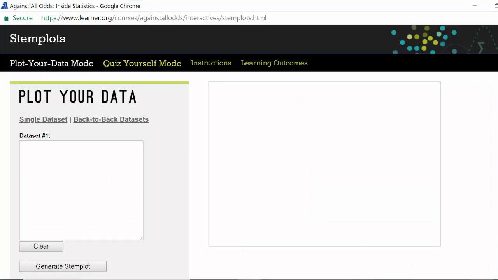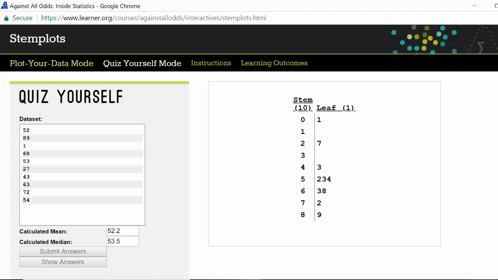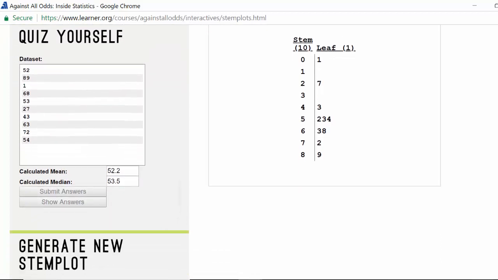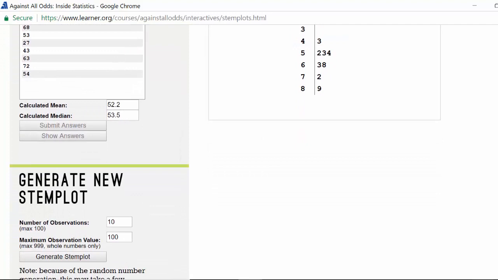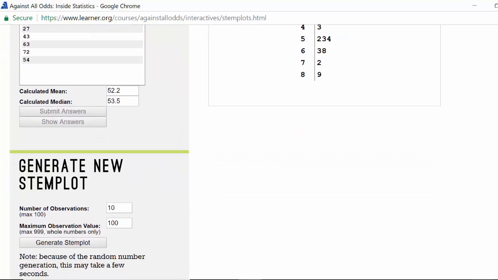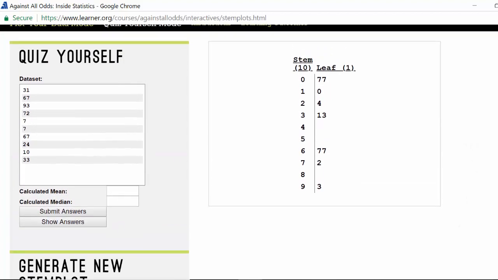What I want you to do now is get into quiz yourself mode. And what I'm going to do is generate a new stem plot. So I've got my number of observations set to 10, and I'm going to generate the stem plot. This is just the instructions that are given in the unit activity. So now I have a stem plot, and I've got a list of scores. You'll notice that these scores are not ranked. I need to actually rank them manually.